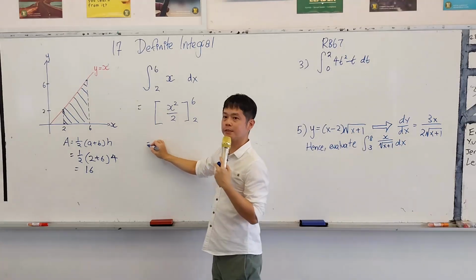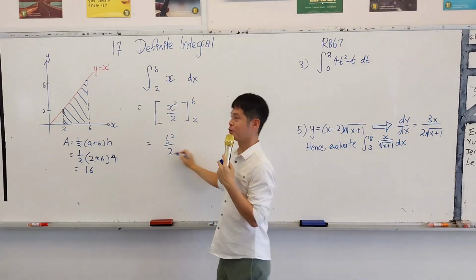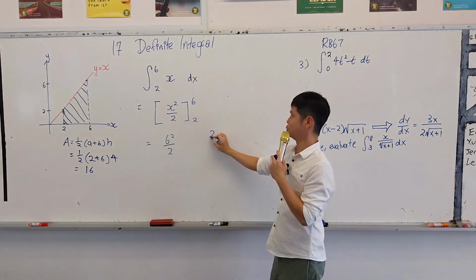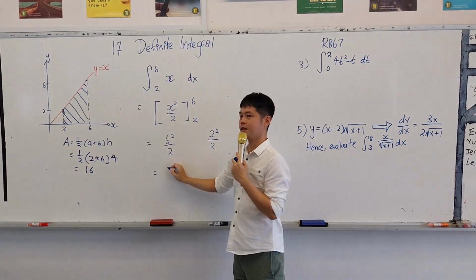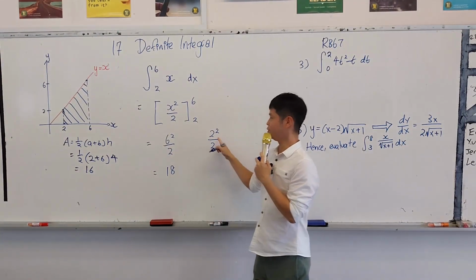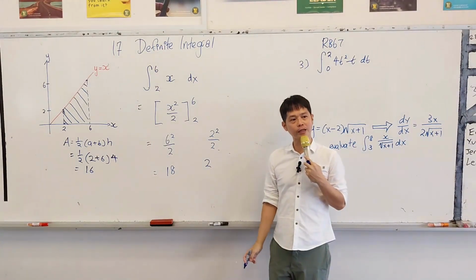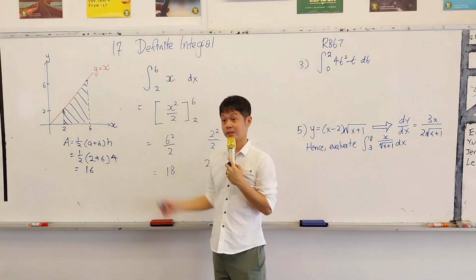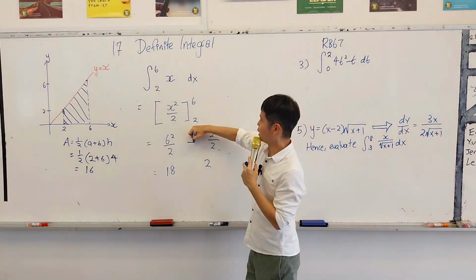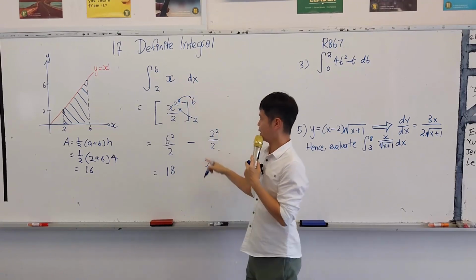So I'm going to sub in 6 inside, so I will have 6 squared over 2. Then I will sub the 2 inside, 2 squared over 2. This will give me 18. This will give me 2. I know just now the area is 16, right? From 18 and 2, how to get 16? I have to minus. So I sub in the 6, and then I sub in the 2, and I minus.